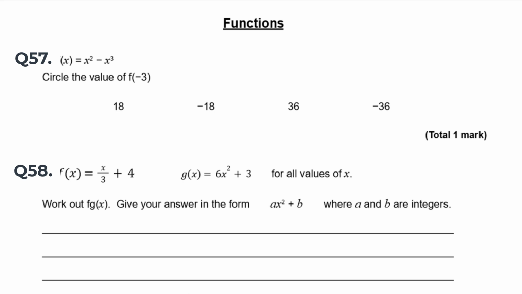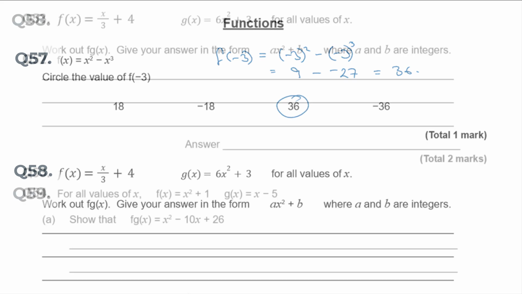f of x equals x squared minus x cubed. Circle the value of f of minus 3. Well, f of minus 3 basically means you are subbing in minus 3 where you see x. So it's going to be minus 3 squared minus minus 3 cubed. Minus 3 squared is 9. Minus 3 cubed is negative 27. So I've got 9 minus negative 27, which is the same as 9 plus 27, which is 36. So my answer is that one there.